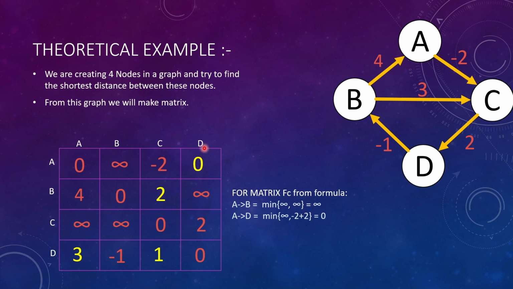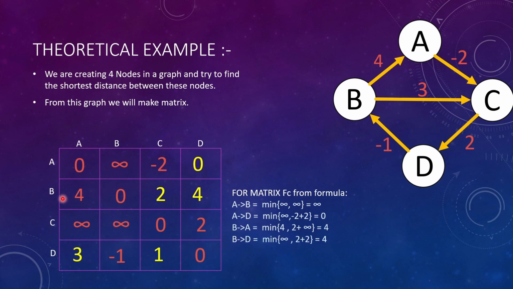We are going from A to D. A to D was previously infinity, but we'll go from A to C first, which is minus 2, and C to D, which is plus 2. So it is effectively 0, which is lesser than infinity. So A to D will be updated as 0 here.